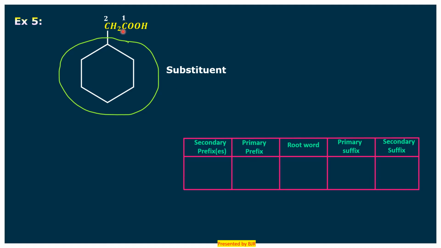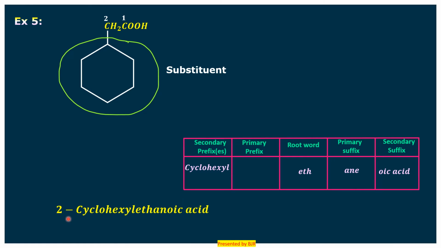Okay, root word: 2 carbon atoms are there, so it is eth. Primary suffix: an. Secondary suffix: oic acid. Secondary prefix: cyclohexyl, and this cyclohexyl group has been attached to the second carbon atom in the parent chain, so 2-cyclohexyl ethanoic acid. 2-cyclohexyl ethanoic acid.